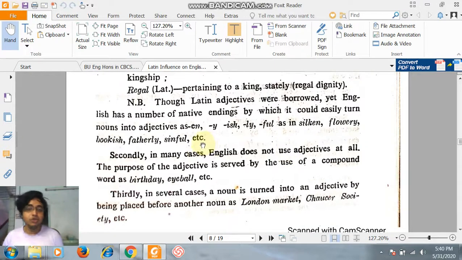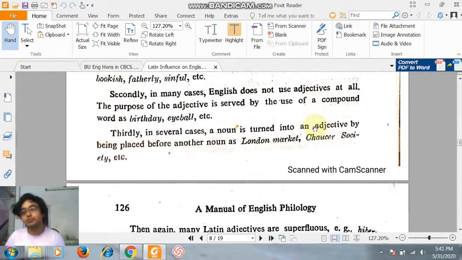So, though Latin adjectives were borrowed, yet English has a number of native endings by which it could easily turn nouns into adjectives. Even the suffix through the khub shoje noun ke adjective English kore phela jay, jekom en, y, ish, ly, ful, as in silken, flowery, bookish, fatherly, sinful. So easily adjective ke adjective transform kore nemar shohoj upayo English language er modhe chilo.